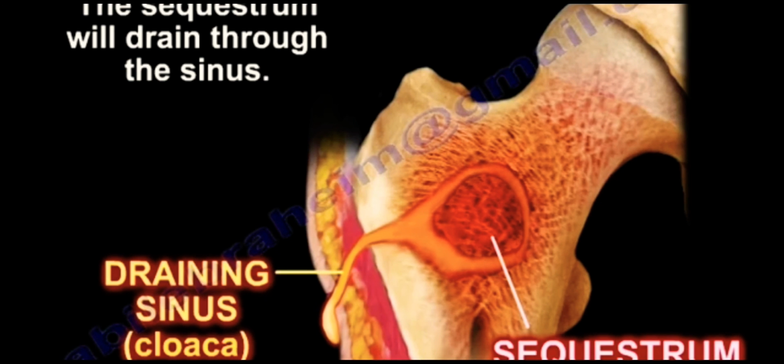Here I am showing a short depiction of how exactly the stages of osteomyelitis occur, and the different stages of cloaca formation, sequestrum, involucrum formation, the causes, etc. So please follow.